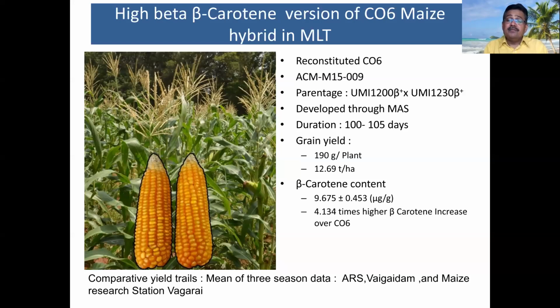In this class, we saw how high beta carotene maize inbred lines are developed by introducing the carotenoid gene from the temperate maize donor from CIMMYT. By that, we developed a new hybrid, which has the Co6 parents, and it looks similar to Co6 with high beta carotene. This is today's discussion. Thank you, and we'll move to the next session. Thank you. Bye.